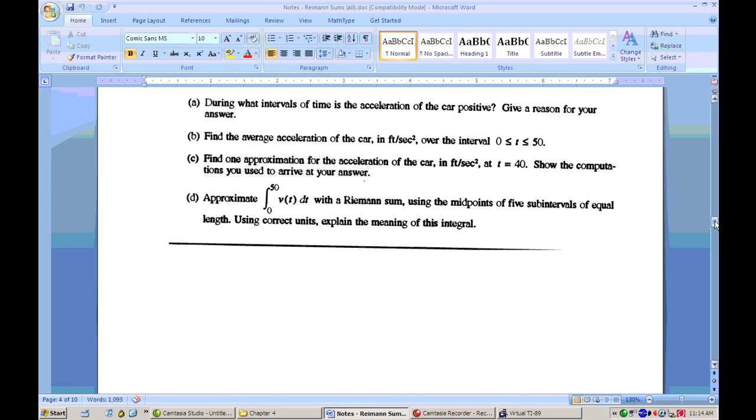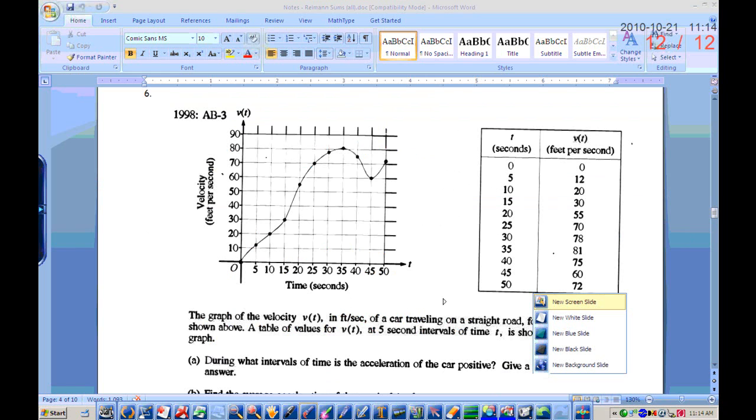Okay, so let's do that. All right, I'm going to use 5 subintervals of equal length. So what's the length of each interval going to be? 10. Okay, so I'm going to go from 0 to 10, and then 10 to 20, 20 to 30, 30 to 40, and 40 to 50. So the width of each rectangle is going to be what?